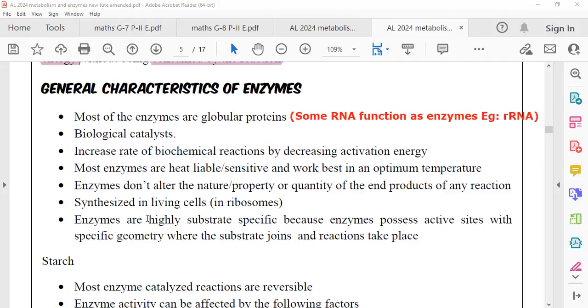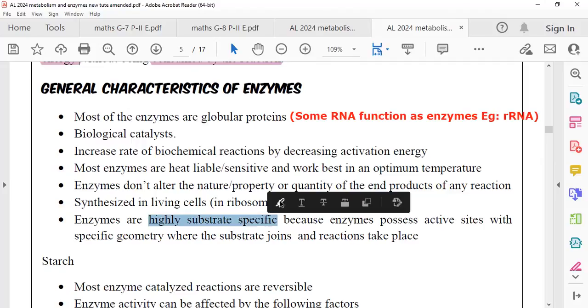So, do you understand this wording? Enzymes are highly substrate specific. Now, amylase enzyme can work on starch. Sucrase enzyme can function, sorry, sucrase can work on sucrose.